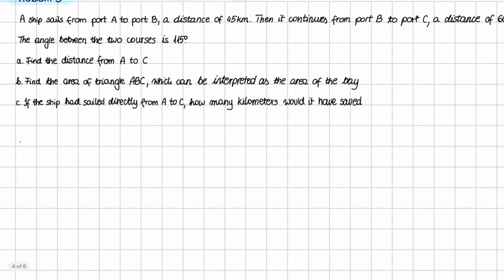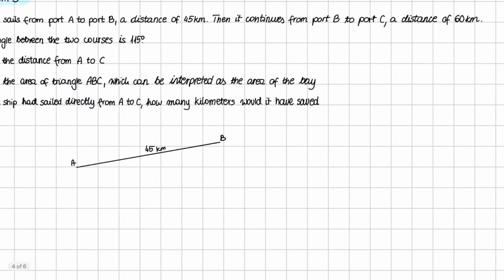So firstly, let's draw our little diagram. So we're starting in point A, and let's draw it like this. So A in here, B in here, here a distance of 45 kilometers, and here let's draw our second straight line.